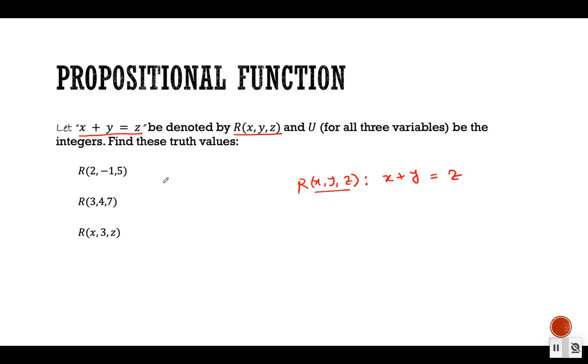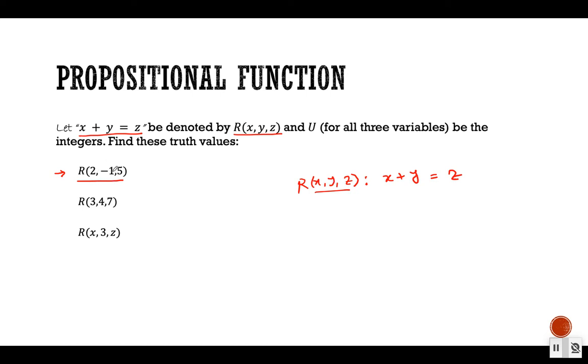Okay, so let's find out the truth values. So our first proposition here, we can say that's a proposition because each of the variables has been replaced by a value, and we can find a truth value for each of them. Okay, we can evaluate that using either true or false.